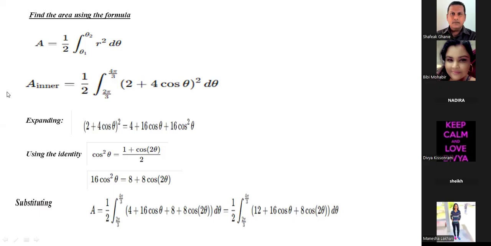And we will use the identity for cos squared theta. The identity for cos squared theta is equal to (1 plus cos 2 theta) divided by 2. So substituting this into the integral, you'll have this here.